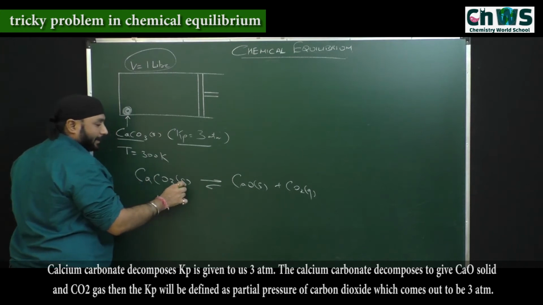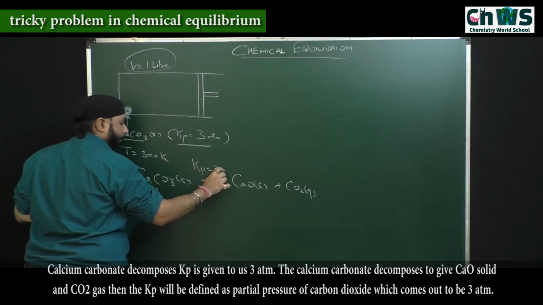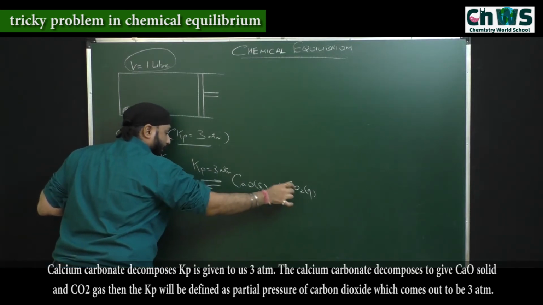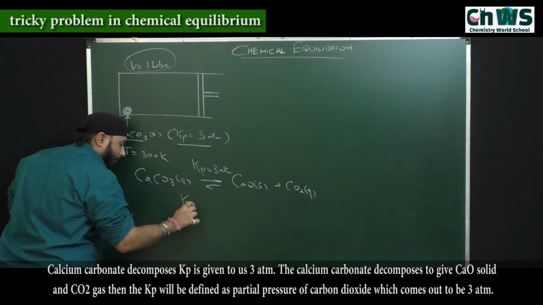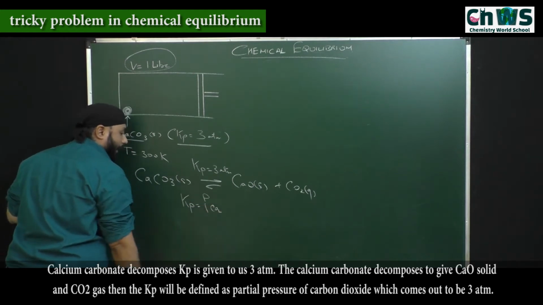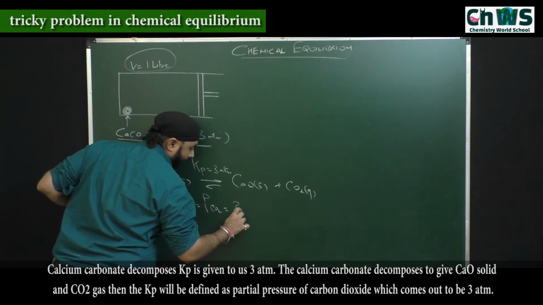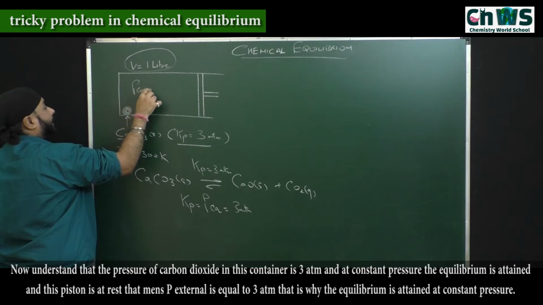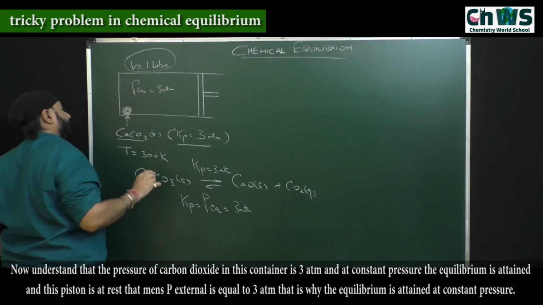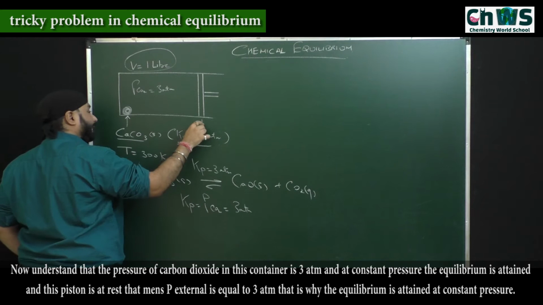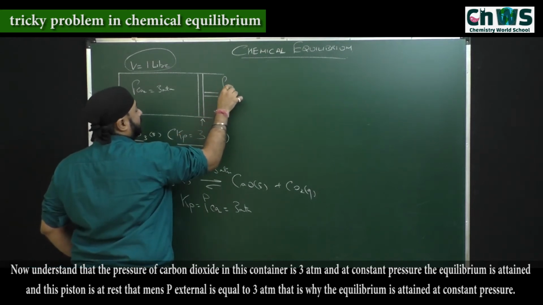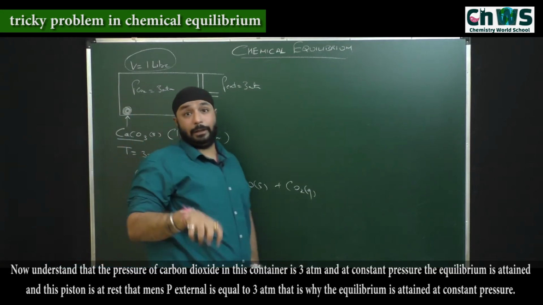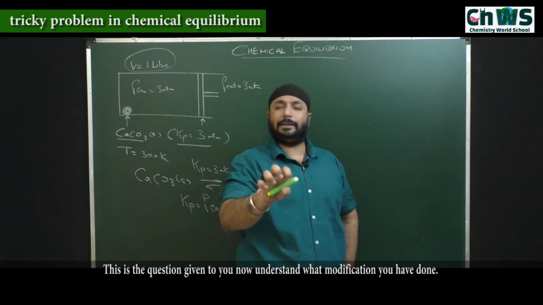Calcium carbonate decomposes. The Kp is given to us as 3 atm. The calcium carbonate decomposes to give CaO solid and CO2 gas. Then the Kp will be defined as the partial pressure of carbon dioxide, which comes out to be 3 atm. Now understand that the pressure of carbon dioxide inside this container is 3 atm, and at constant pressure this equilibrium is attained and this piston is at rest. That means P external should be equal to 3 atm. That is why the equilibrium is attained at constant pressure. This is the question given to you.